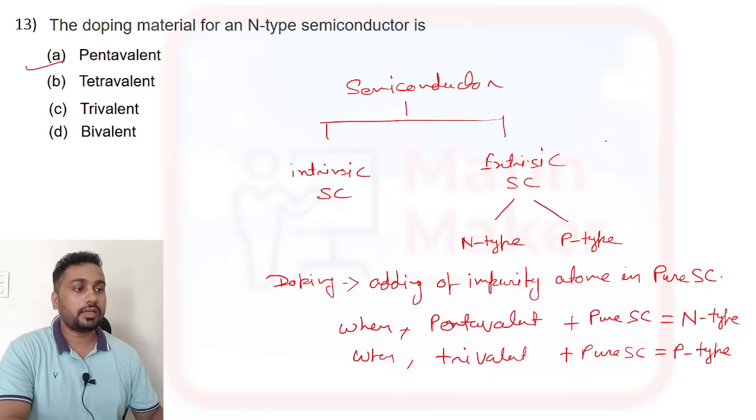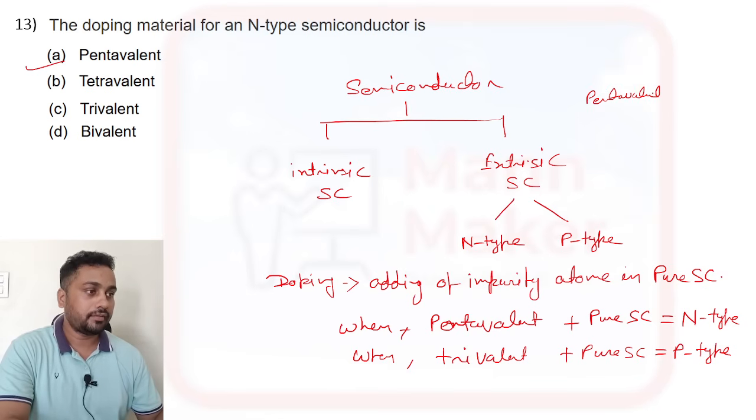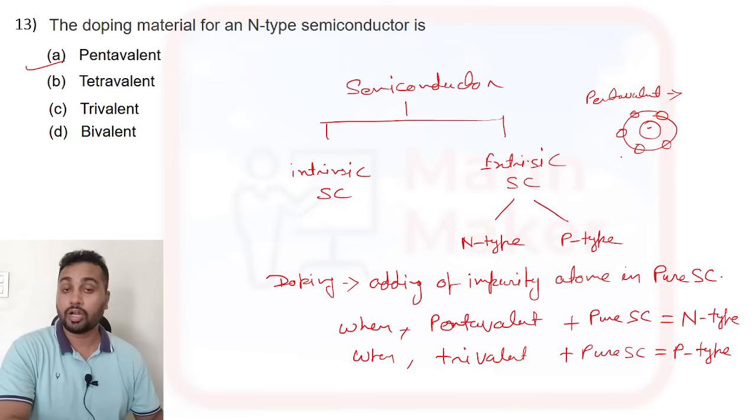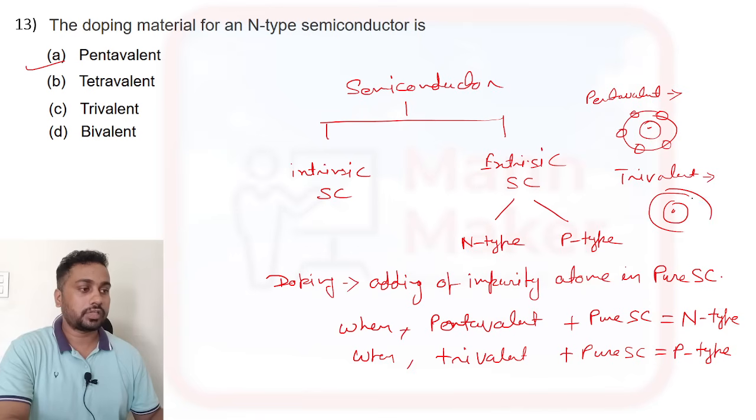Pentavalent means what? If an atom has 5 electrons in its outermost shell, then it is pentavalent. And for trivalent, the outermost shell has 3 electrons, then it is called trivalent. So from here, pentavalent is the right answer.